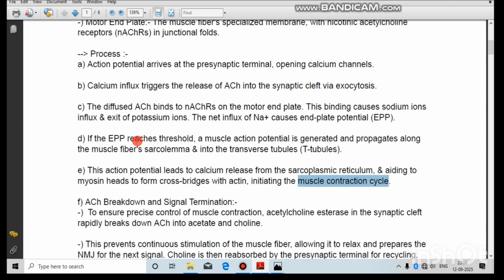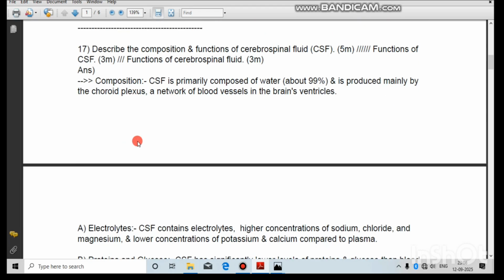The next answer that we'll be discussing is: describe the composition and functions of cerebrospinal fluid, or functions of CSF. As you can see here, this is one of the most expected and repeated questions from your previous exams. You can also expect this question in your annual exams, guys. So the first thing that we will discuss here is the composition of CSF: what all it contains, what all it is made up of.